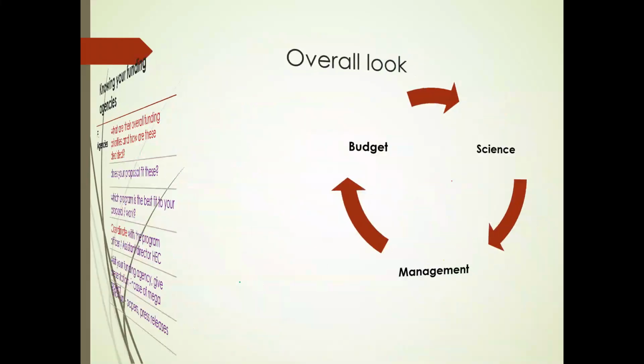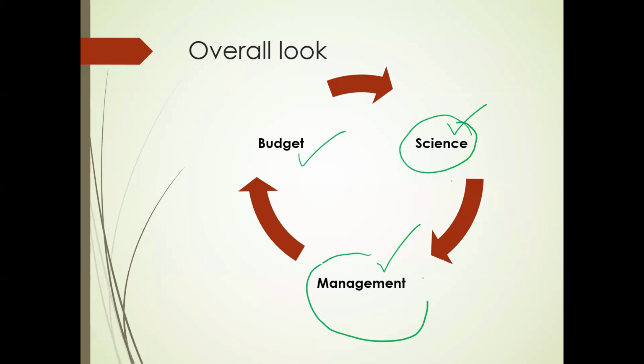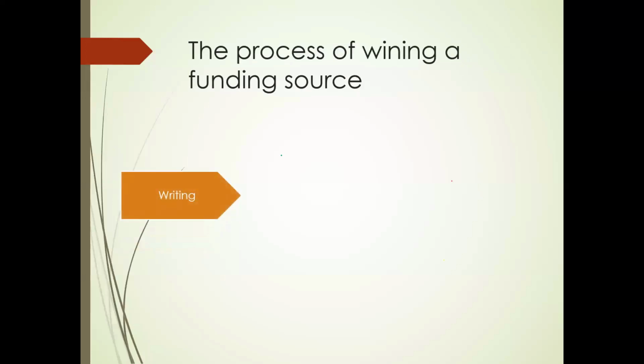So for an overall look, you shall be quite expert in science, because without science it is difficult for you to write a proposal, and then the management of the project, and then the budget as well. So you have to keep in mind these three points: science shall be perfect, how you are going to manage your proposal at your side, and budget and timing. This is very important, and if all these things are good, then you are within the competitors. So the process of winning a funding source is just now we start.